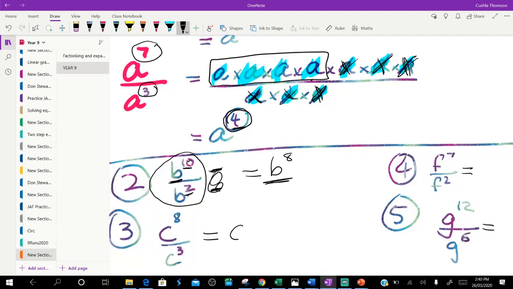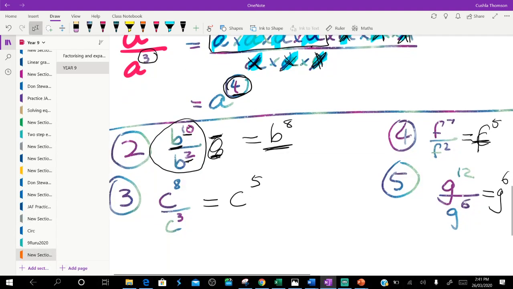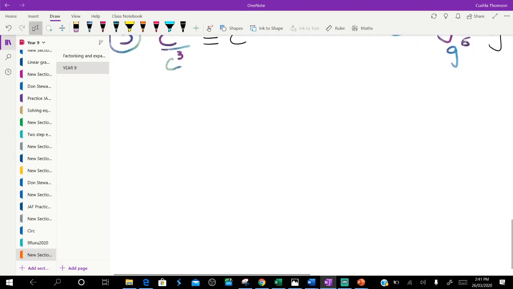So this one here is going to be c to the power of 5. This is going to be f to the power of 5. And this is going to be g to the power of 6. That's it. C to the power of 5. Jackson, you've got it. Right, okay, so a few more like that.